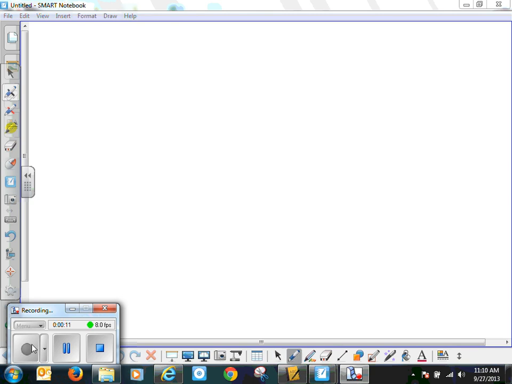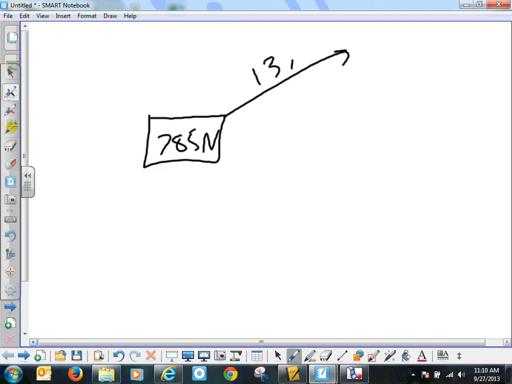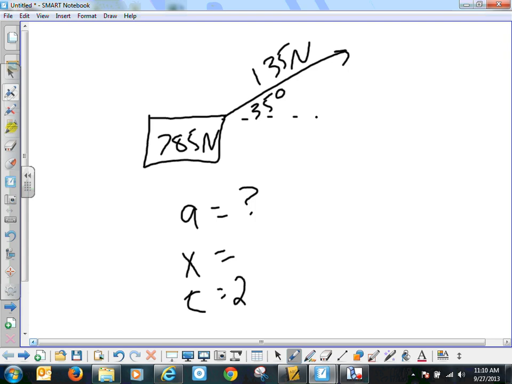So we're going to have a crate on a frictionless surface, and the weight of it is 785 newtons, and you pull it with a force of 135 newtons at an angle of 35 degrees from the horizontal. The question is, what's the acceleration and the displacement of it after 2 seconds? We'll say that this has an initial velocity of 0.